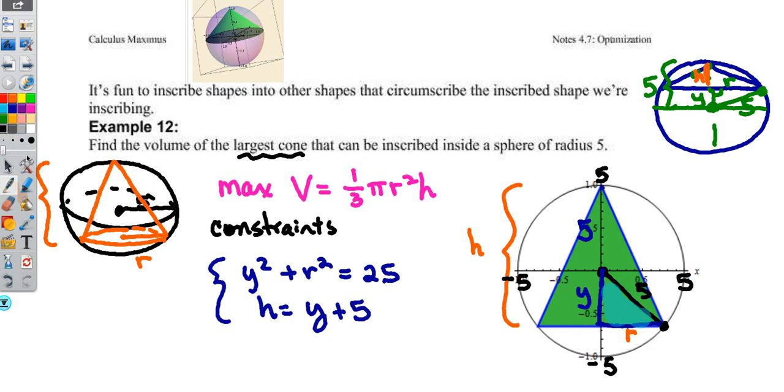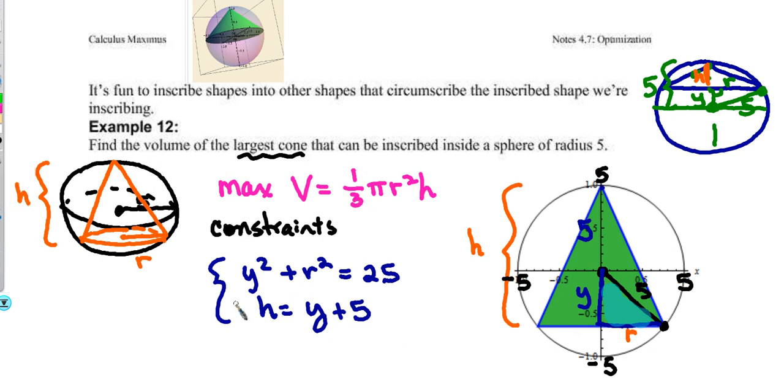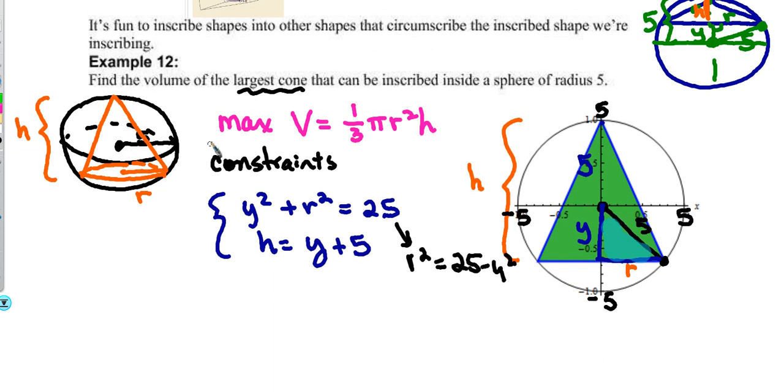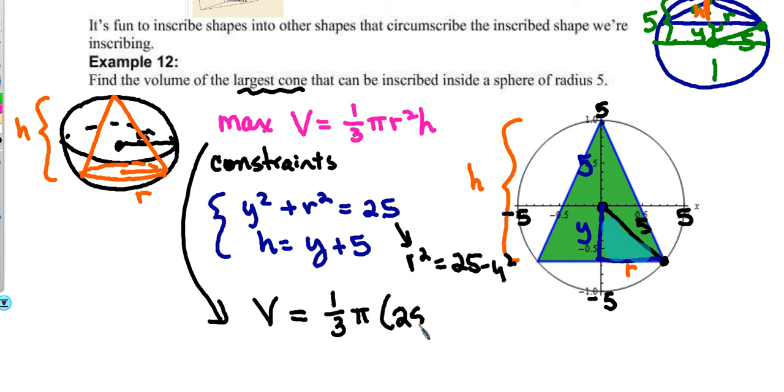Now I'm going to have to figure out my relevant domain, and I need to substitute. Once I get this, you basically have r squared. You can solve this one and get that your r squared is 25 minus y squared. We've got our h is y plus 5, so it's almost like transitivity. You're going to basically put it together so that your volume now becomes a function of the new input, which is going to be y. So 1/3 pi (25 minus y squared) times your height, which is y plus 5.